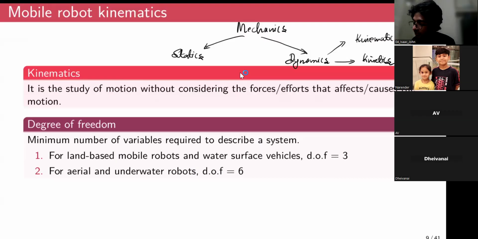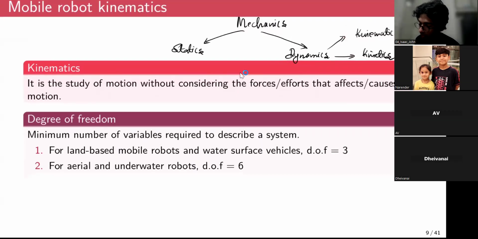But in kinetics, we consider everything. We consider the forces, we consider the torques that actually cause the motion. So we'll study this in depth in subsequent parts of this course. But for the time being, we'll restrict ourselves to kinematics. So the first definition that I would like to introduce is something called the degree of freedom.